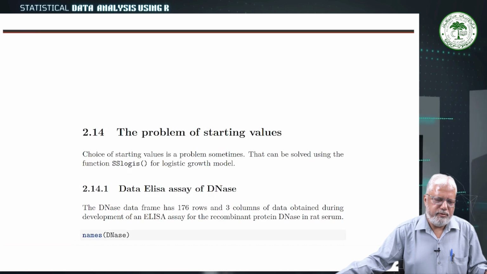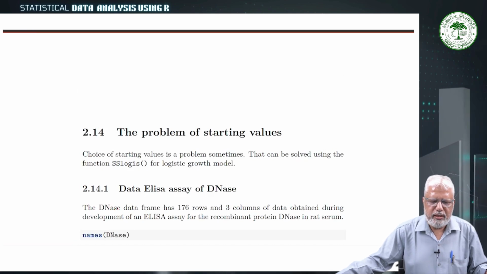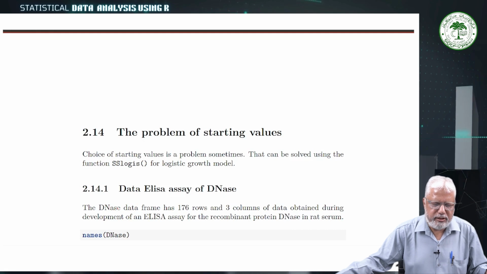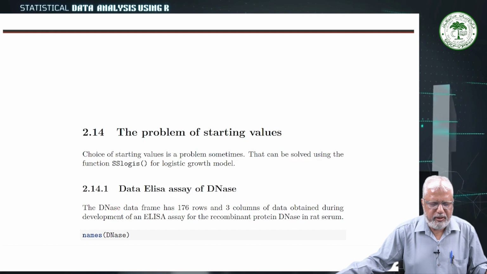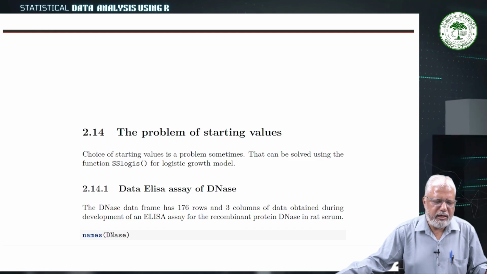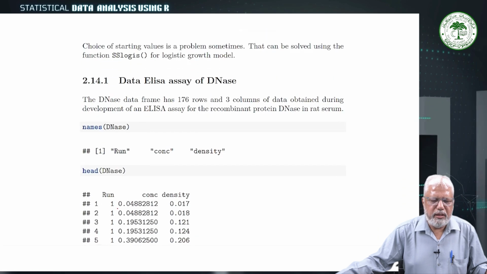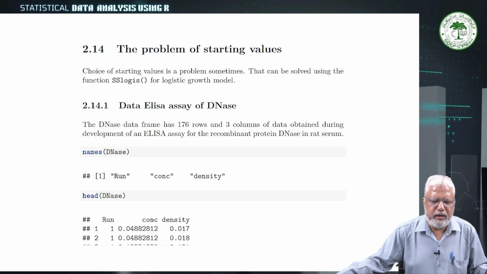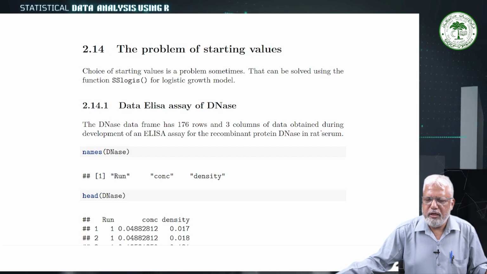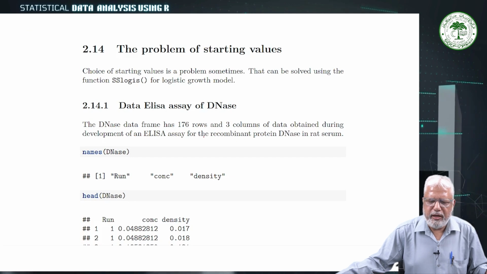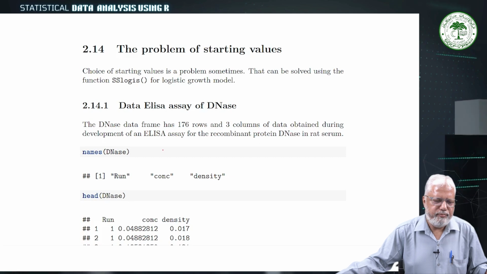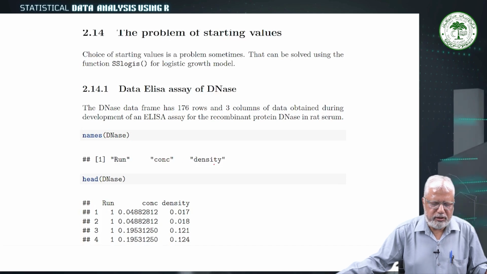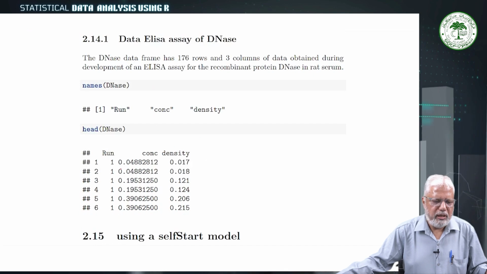The problem of starting values. Choice of starting values is a problem sometimes that can be solved using the function SSlogis for the logistic growth model. Similarly, the base developers have developed many functions. They start with SSlogis, SSmicmen. Here we shall use the data ELISA assay of DNase. The DNase data frame has 176 rows and 3 columns of data obtained during the development of an ELISA assay for recombinant protein DNase in rat serum. Names in the base package are Run, conc and density. Density is the response, concentration is the predictor, and run.